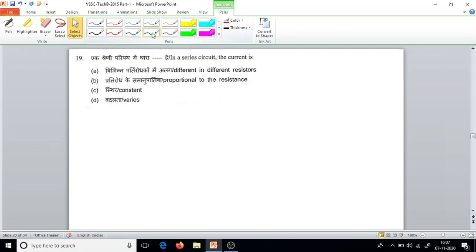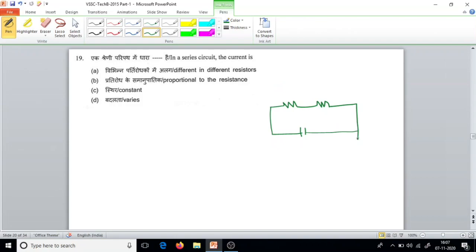Question number 19. In a series circuit, the current is. So what is a series circuit? Yes, see, we have a resistor here, we have a resistor here, then we have a battery here.